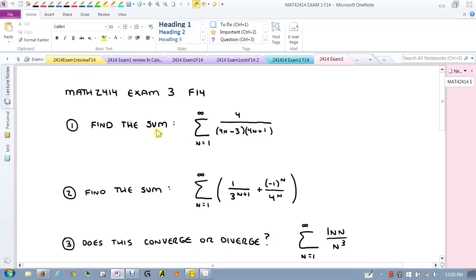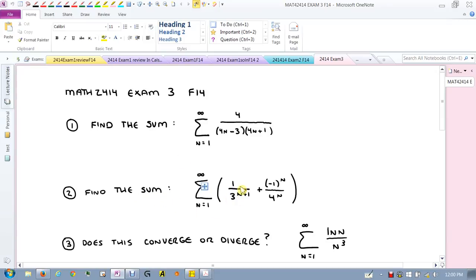So you know that that's got to be what? What type of series does this have to be? This is either geometric or telescopic. My guess is telescopic, right? Partial fractions. If you do partial fractions first, turn it into subtraction, you're in business. Next one, find the sum.